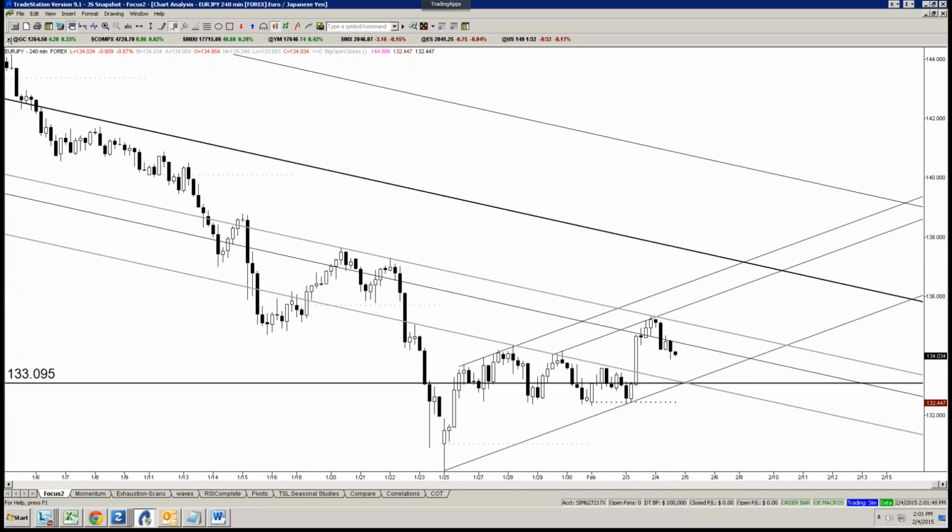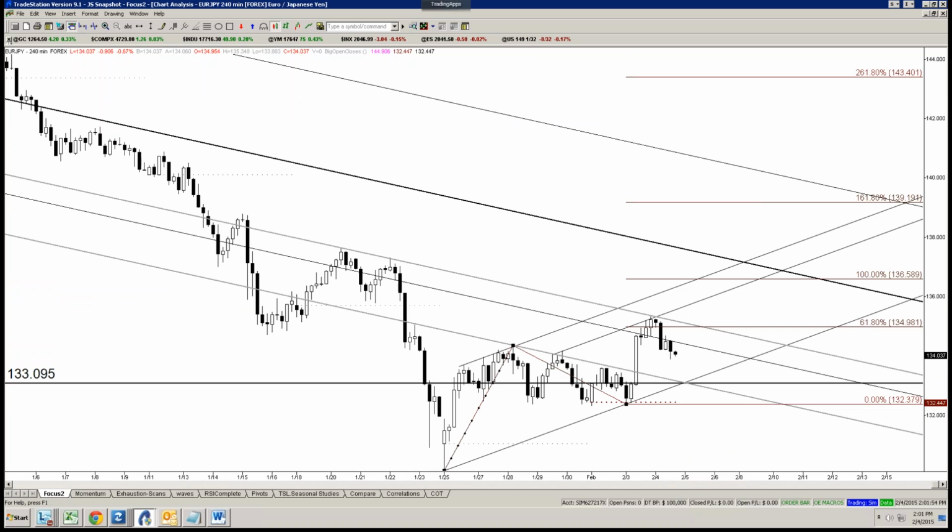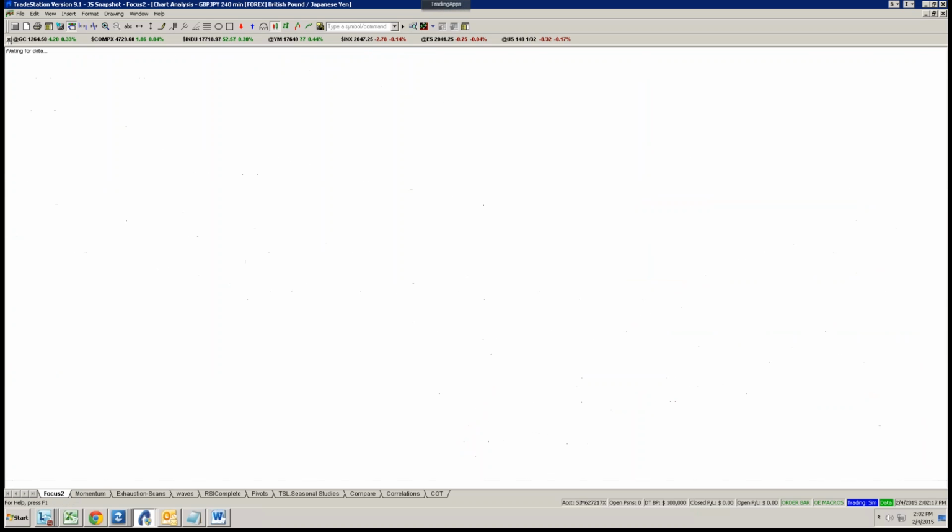And again, the fib possibility, 136.60 area, we could get something like a drop and then a heck of a pop over the next few days in euro yen. And in yen crosses in general, this is certainly a possibility. I mean, look at pound yen.